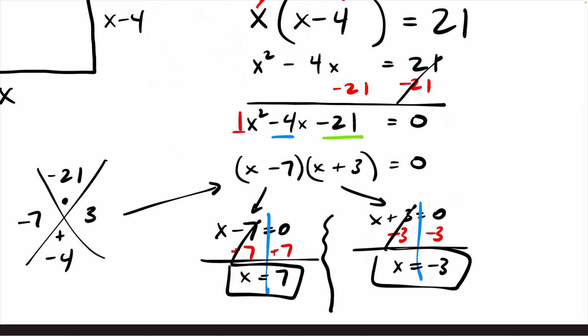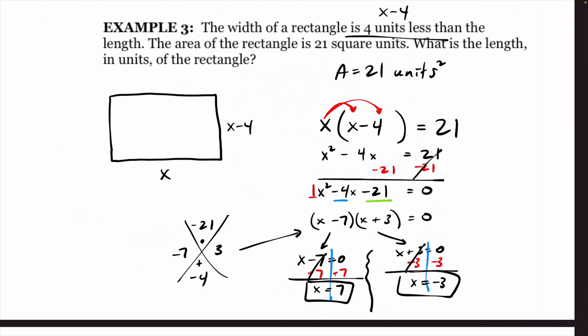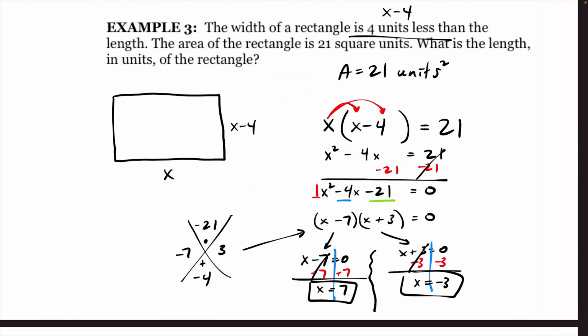Okay, so the thing about these problems is we have to answer the question. The question doesn't say solve for x. The question doesn't say factor completely. There's actually a question with an actual question mark here. So find the length in units, right? So what is the length going to be?